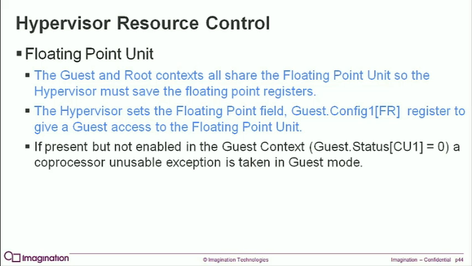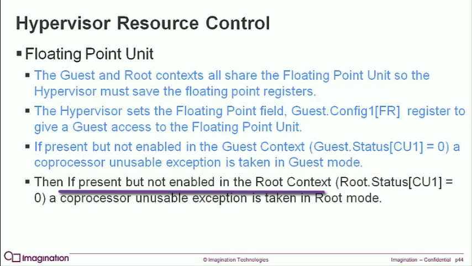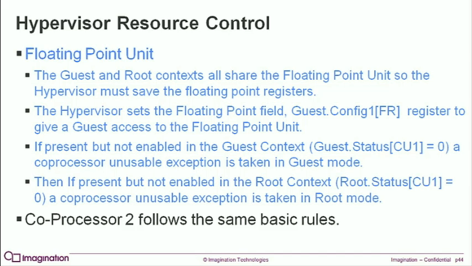When a floating point instruction is issued, and the floating point unit is not enabled in the guest status register, then the coprocessor unusable exception is taken in guest mode. If it is not enabled in the guest status register and not enabled in the root status register, then a coprocessor unusable exception is taken in root mode. A coprocessor 2 follows the same rules but uses the coprocessor 2 fields in the root config 1 and status registers.